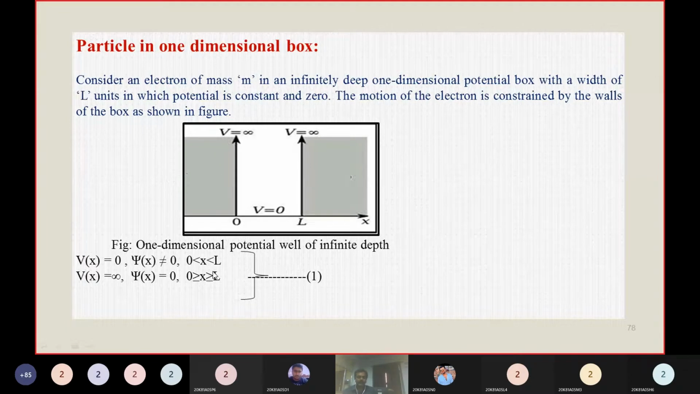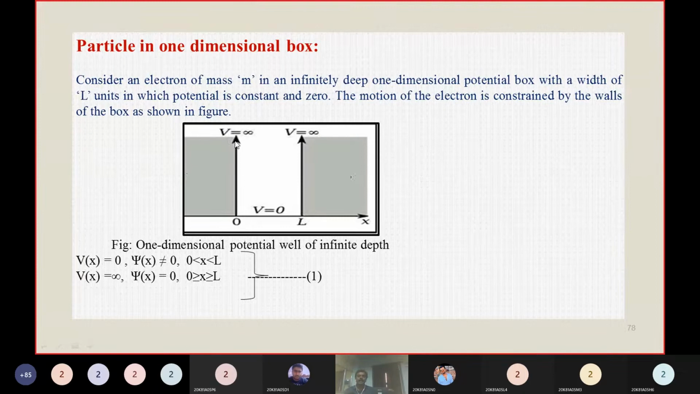The first boundary condition: V(x) is the potential with respect to position. At x equals 0, what is the potential? The potential equals 0 here, so V(x) equals 0. The wave function vanishes. There is no wave function.